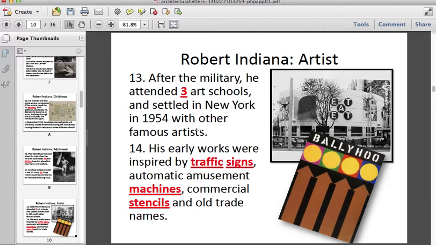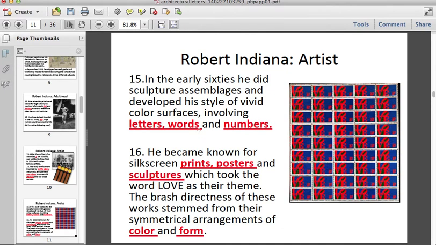He became a commercial artist, painting traffic signs, commercial stencils, and trade names. In the early 60s, he did sculpture ensemblages, developing his style of vivid color surfaces involving letters, words, and numbers. He became known for his silk screens, his prints, his posters, and his sculptures. One of the themes from the Love sculpture is the brass directness of these words, stemming from their symmetrical arrangement of color and form.